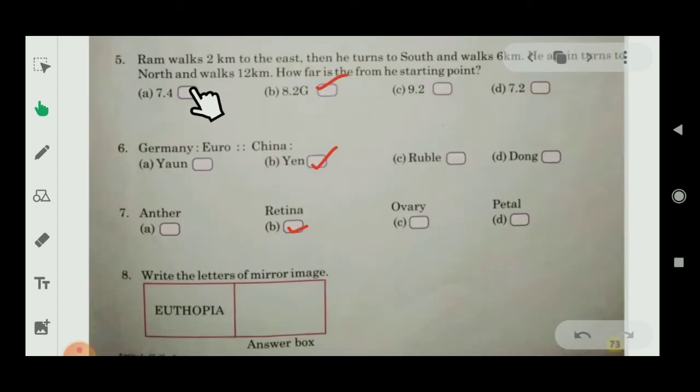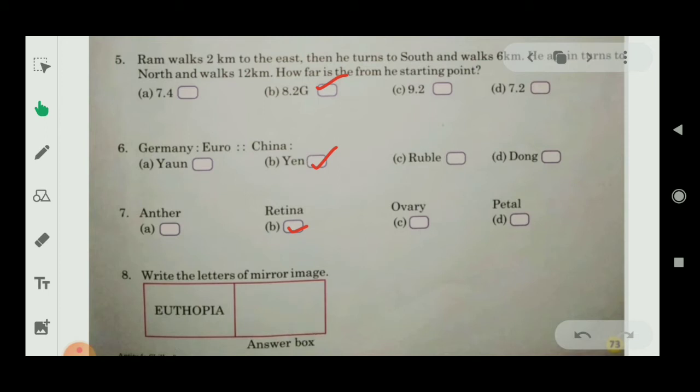Let's see the next question. Student, here Ram walks 2 km to the east. As I told you in the direction chapter, how to make the figure. So when we draw this figure, its value is B. Let's see the question number 6. Students, we know the currency of Germany is euro. Similarly, the currency of China is yen. That means option B. In the question number 7, which one is the odd? Retina is the odd. And in the question number 8, we have to find out the mirror image of the given question. Try to solve this question, students.